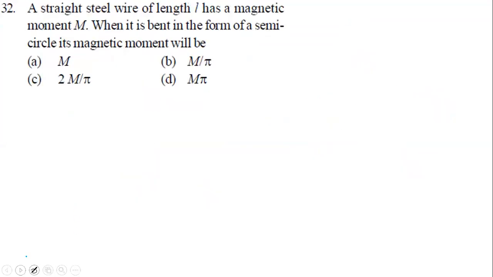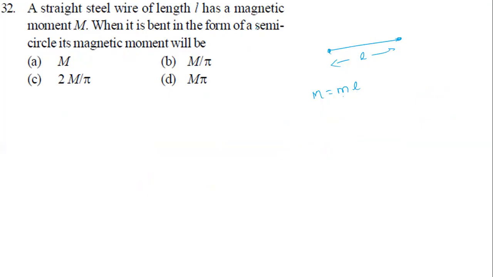Yes. Let's go for the next question. The question says: a straight steel wire of length L, having a magnetic moment M. Its magnetic moment is given by pole strength multiplied by its length. You need to remember this formula: pole strength of this pole multiplied by its length.